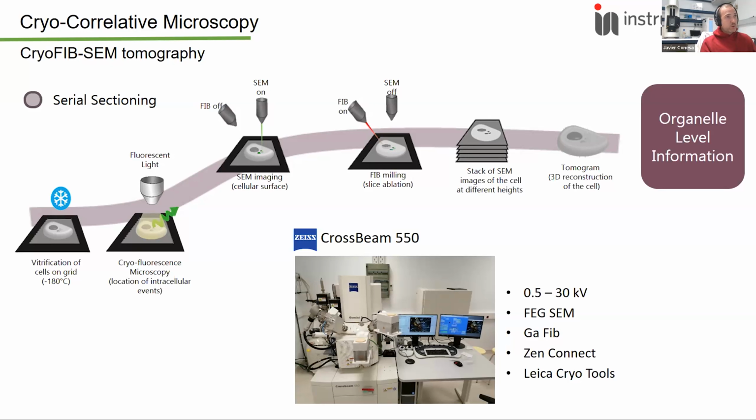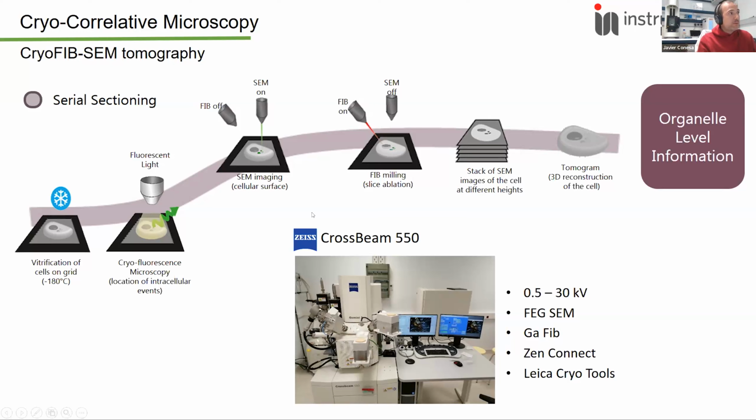So for the first workflow, the one that is aiming at organelle level resolution, the serial sectioning or cryo-FIB-SEM tomography, after doing the cryofluorescence microscopy of our samples, we load them in the FIB-SEM microscope. First thing would be to take an image of the surface of our sample. Then we switch off the SEM, switch on the FIB, and we mill away a thin layer of the cell, as thin as 10 nanometers. That is our axial resolution.